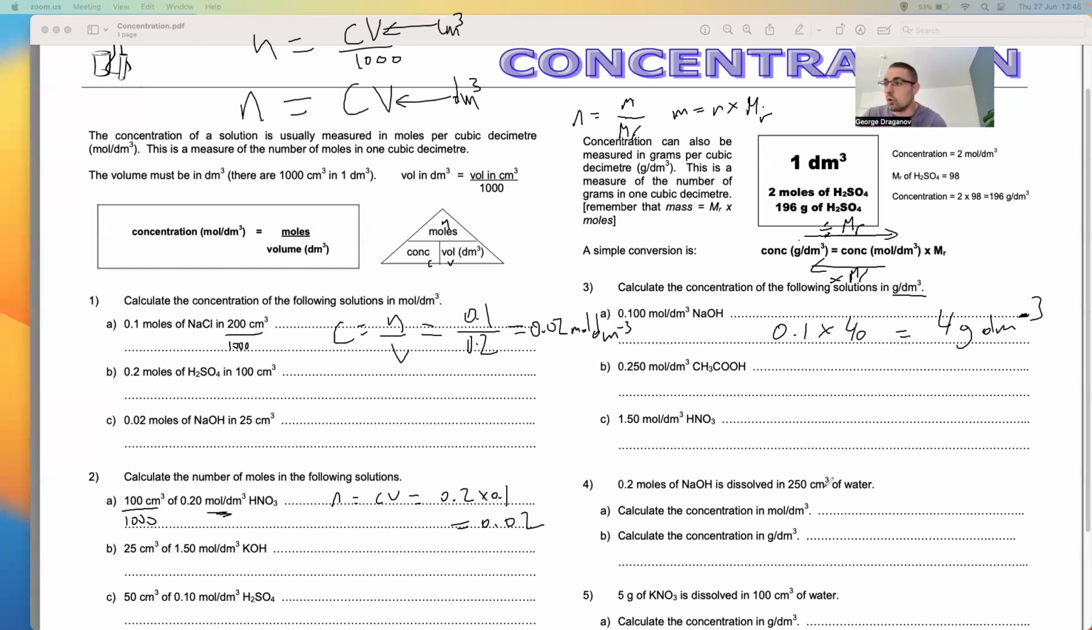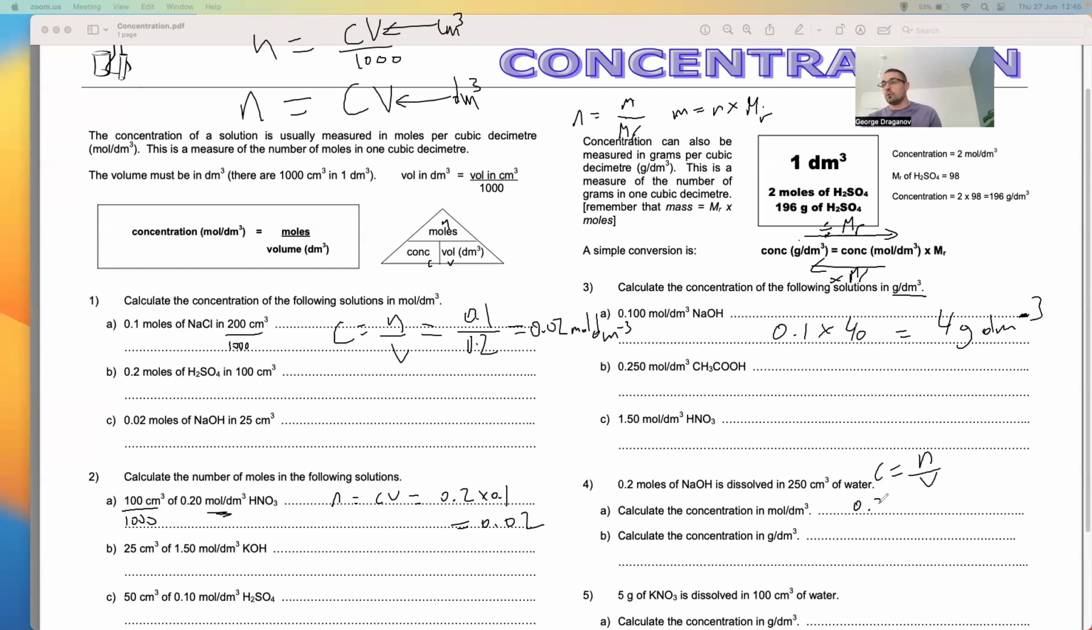0.2 moles is dissolved in 250, calculate the concentration. Well, the units of concentration already give me the formula. It's moles over decimeter cubed. So it's moles over V. C equals moles over V, just like here.